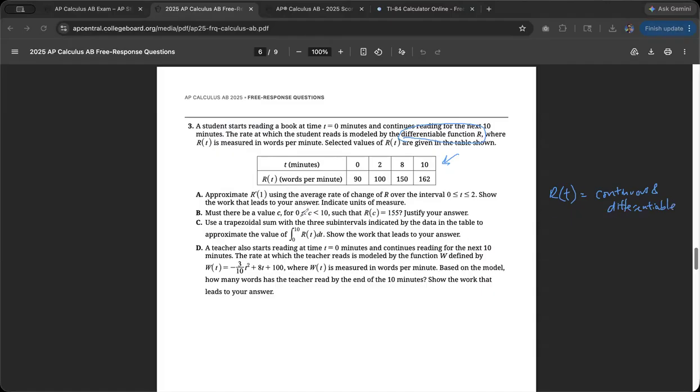As a result, between these values, we can see they're looking for 155, and that happens to be in between our two values. r of 0 happens to be 90, and we also have r of 10, which happens to be 162. So 155 is in between the high and the low. Therefore, with the intermediate value theorem, that basically shows that between those two values, an r of c must exist in between.